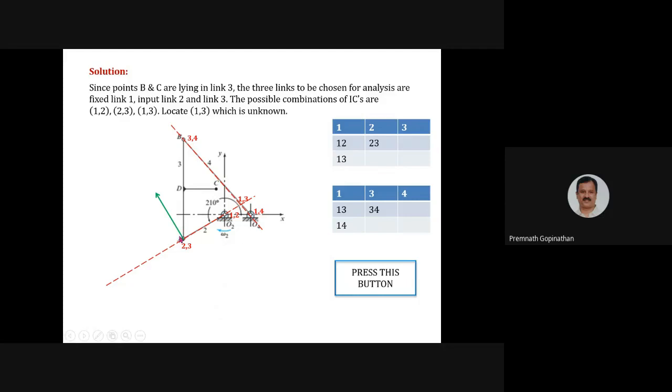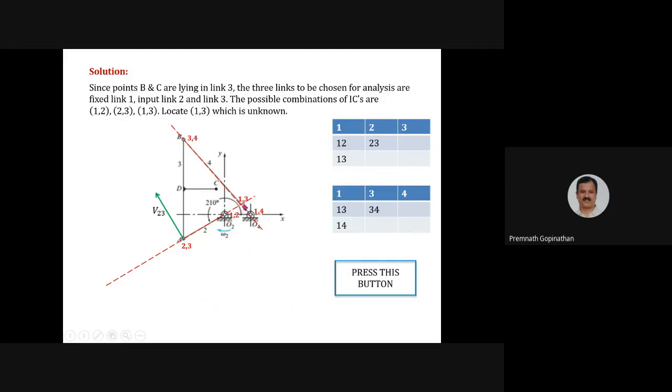Now the second consideration is that point 2 3 is a common point between 2 and 3. So definitely now you can consider it as lying on the third link. This point 2 3 is lying on the third link, so that means the velocity of that point is actually known to us, and that is v23. Now what you can do is connect a line from the fixed point of link 3. The fixed point of link 3 is actually 1 3 itself.